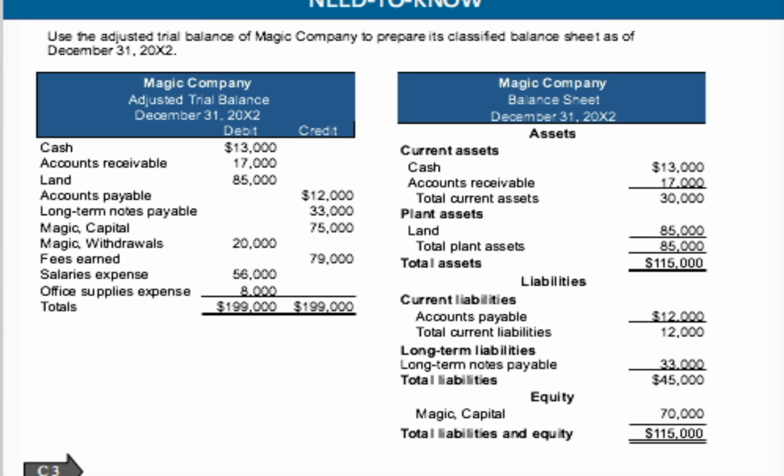We calculate the subtotals for each of our categories: total current assets having $30,000, plant assets $85,000, total assets $115,000, total current liabilities $12,000, total liabilities $45,000, and then total equity $70,000 for a total liabilities plus equity of $115,000.